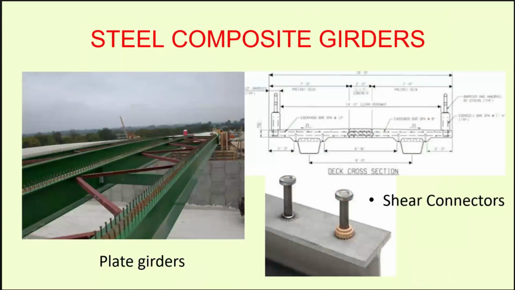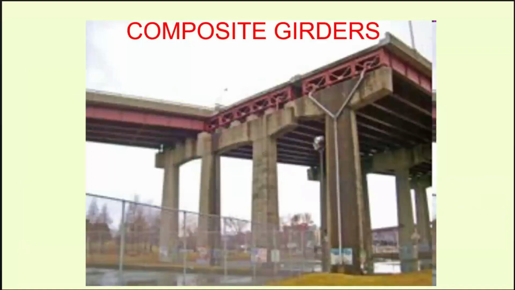Then there is another type of bridge that is called steel composite. In that, the bottom portion of the bridge is steel and it is connected with the shear connector, and the top will be concrete slab. So it is a steel composite bridge.